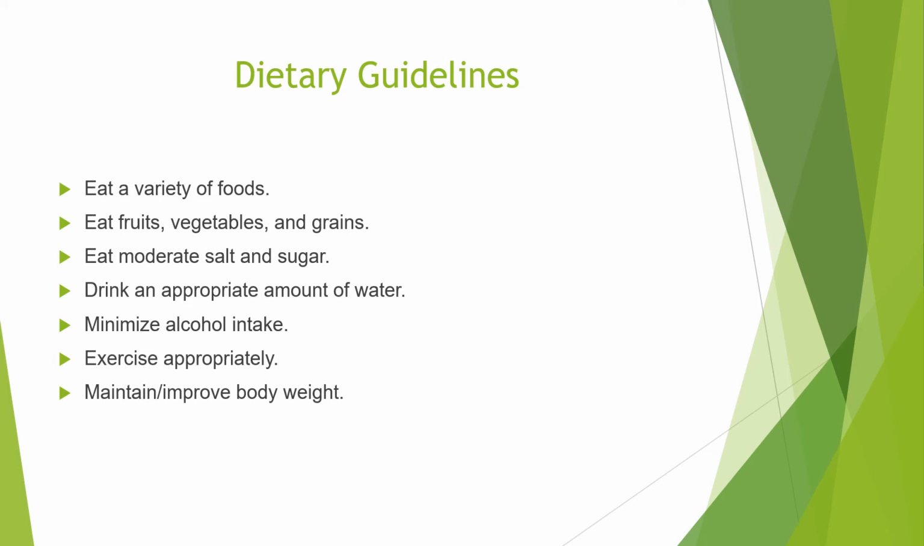Some dietary guidelines. You want to select a diet that is high in fresh fruits, vegetables, and grain products, and low in fats, saturated fat, and cholesterol. You want to eat moderate salt and sugar. Also, drink enough water. If you divide your body weight by 2, that is how many ounces of water you should drink daily. You want to minimize your alcohol intake, exercise appropriately, and maintain or improve your body weight.